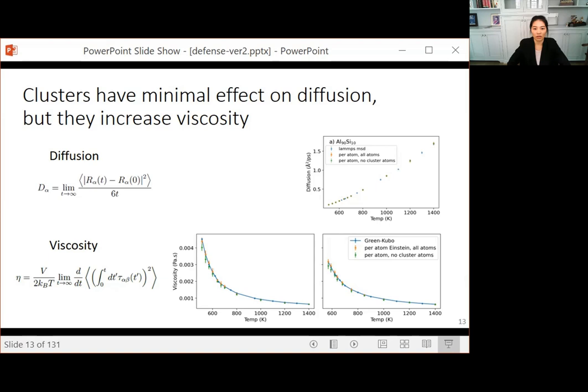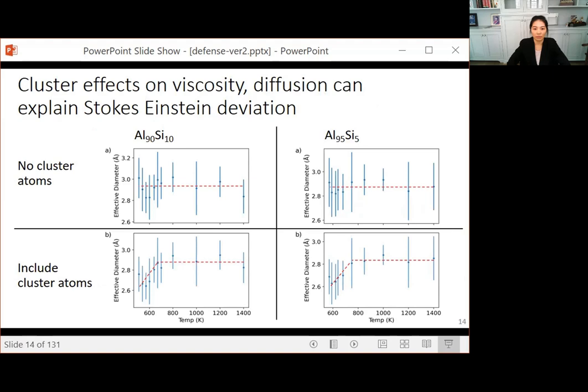So now we look at the Stokes-Einstein relationship again. Here on the plots, I'm showing the per atom viscosity and diffusion and the effective diameter versus temperature. The plots on the left are aluminum 90, silicon 10. The plots on the right are aluminum 95, silicon 5. The top plots have the cluster atoms removed from the calculation, and the bottom plots include the cluster atoms.